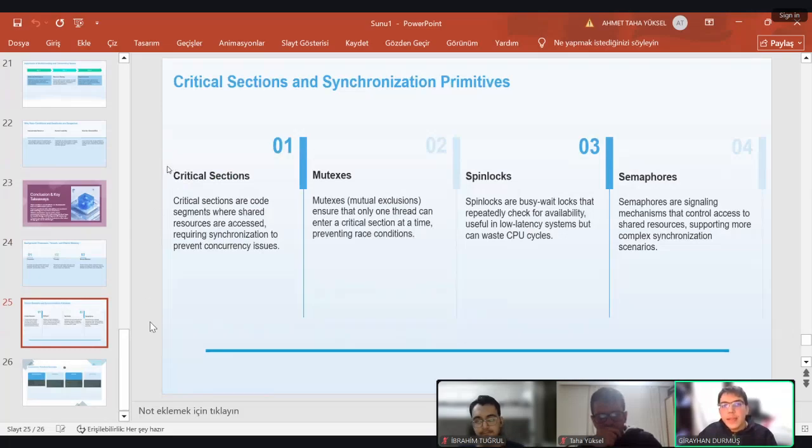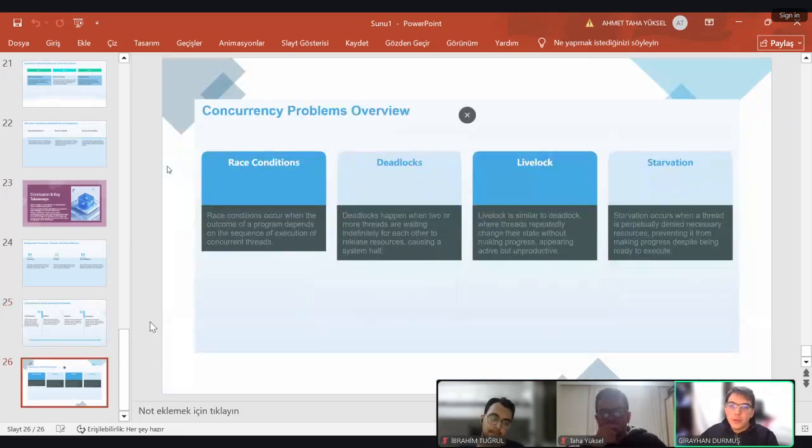Critical sections and synchronization primitives. Critical sections are code segments where shared resources are accessed, requiring synchronization to prevent concurrency issues. Mutexes ensure that only one thread can enter a critical section at a time, preventing race conditions. Spin locks are busy-wait locks that repeatedly check for availability, useful in low-latency systems, but can waste CPU cycles. Semaphores are signaling mechanisms that control access to shared resources, supporting more complex synchronization scenarios.